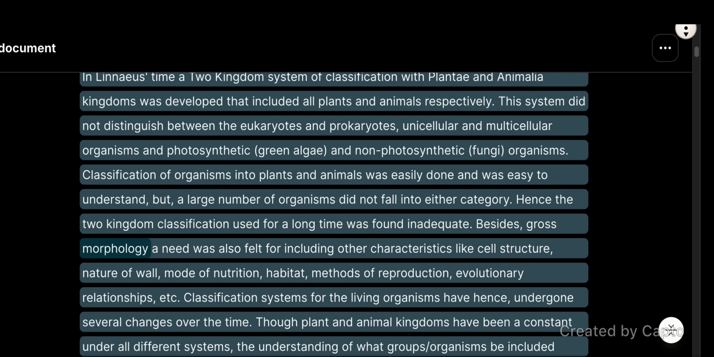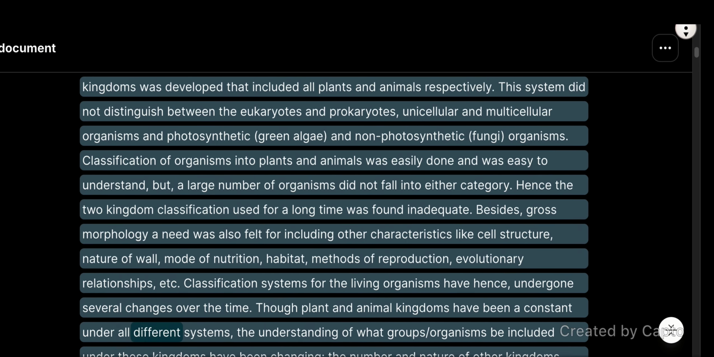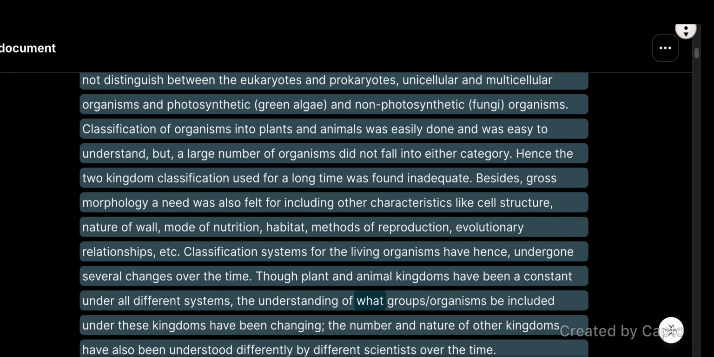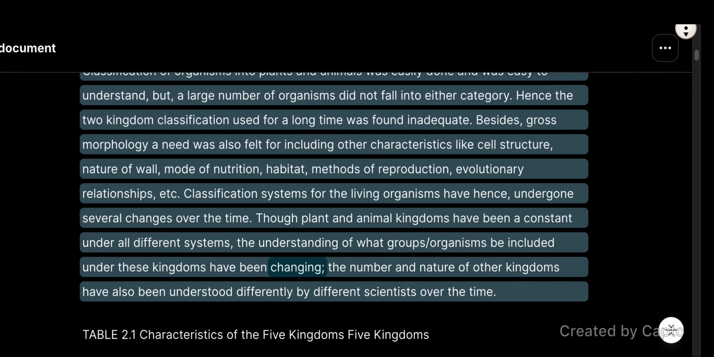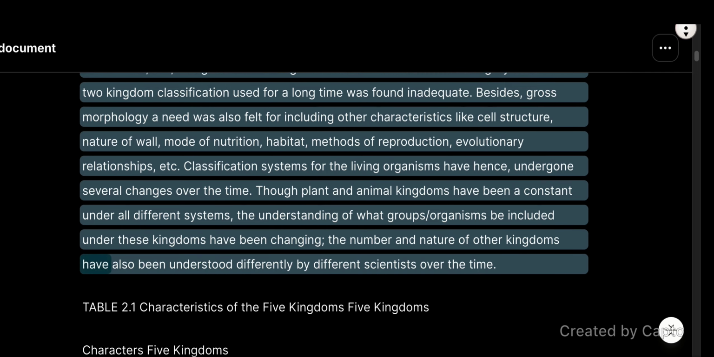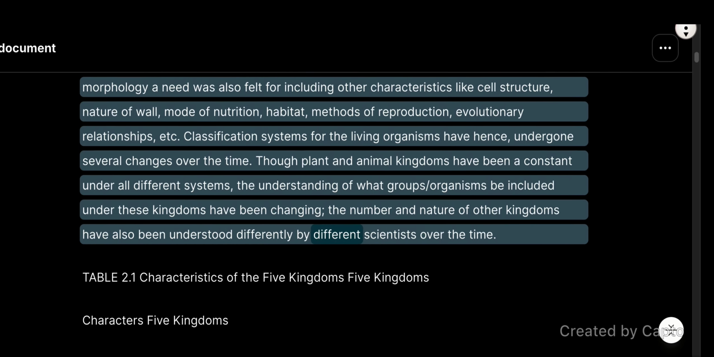Besides gross morphology, a need was also felt for including other characteristics like cell structure, nature of wall, mode of nutrition, habitat, methods of reproduction, evolutionary relationships, etc. Classification systems for the living organisms have hence undergone several changes over time. Though plant and animal kingdoms have been a constant under all different systems, the understanding of what groups/organisms be included under these kingdoms has been changing. The number and nature of other kingdoms have also been understood differently by different scientists over time.